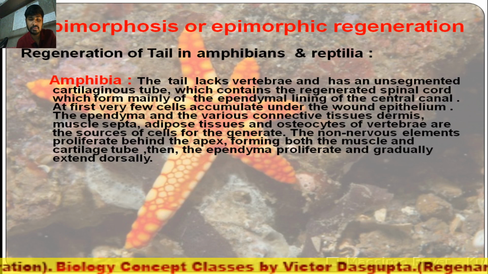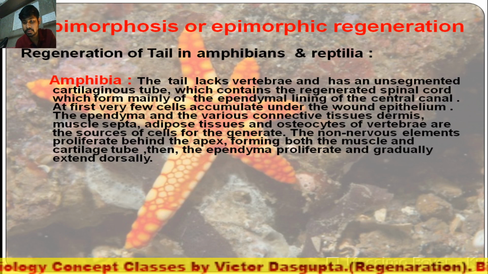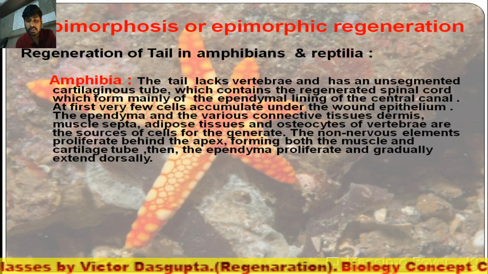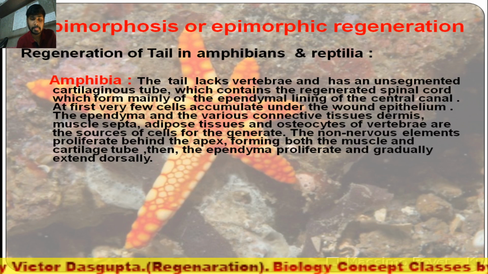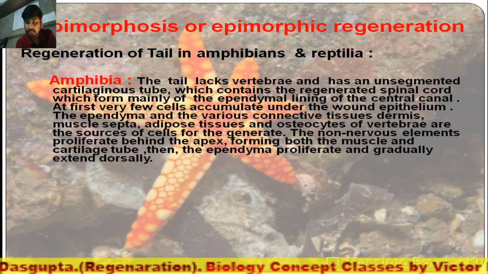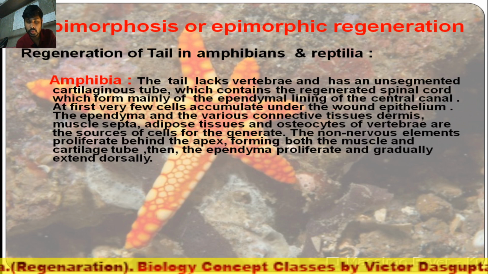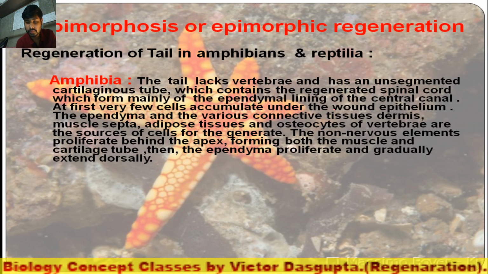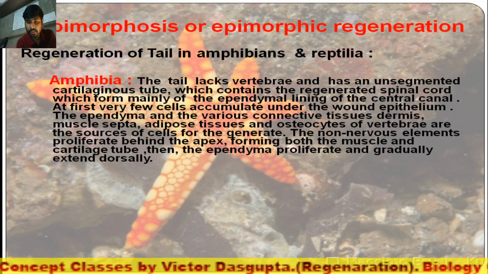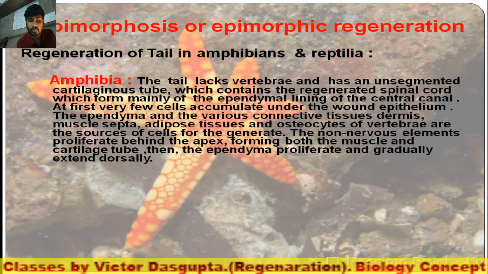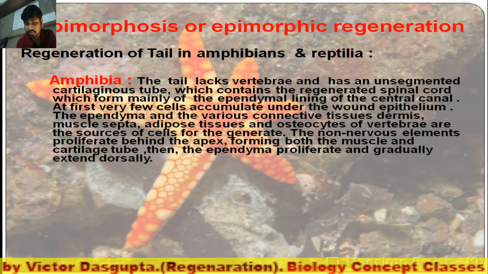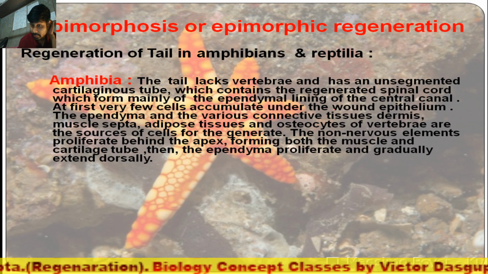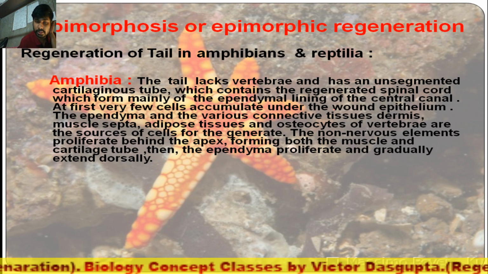At first, very few cells accumulate under the wound epithelium, and the ependyma and the various connective tissues, dermis, muscle septa, adipose tissue and osteocytes of the vertebrae are the sources of cells for generating the new thing, that is the tail. So the non-nervous elements proliferate behind the apex of the tail, forming both the muscles and the cartilage tube. Then the ependyma proliferates and gradually extends dorsally.